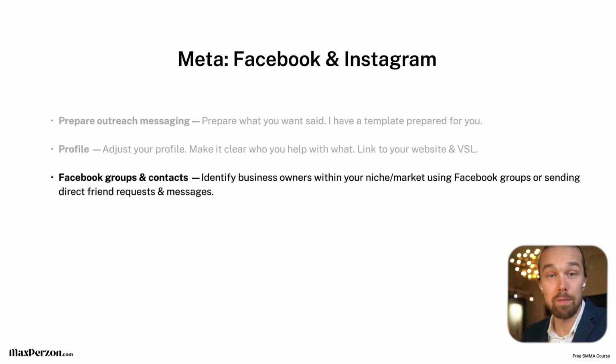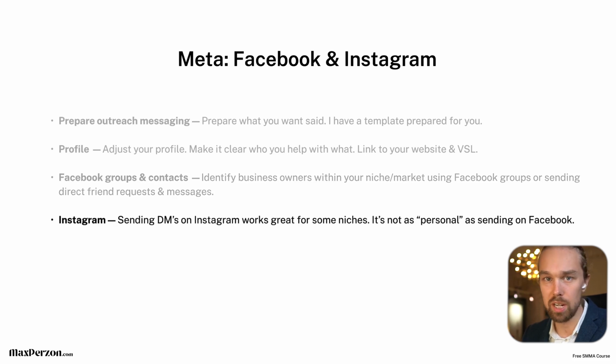Then, if you want to use Facebook, let's say, you can utilize Facebook groups and contacts. So identify business owners within your niche market using Facebook groups or sending direct friend requests and messages to those people. Utilizing Facebook groups can be a great place to identify prospects within your niche. And either you can just connect with them on Facebook and send them a direct message there, or you can find them on Instagram as well and send them a direct message there instead. And again, I'm going to show you some examples of this here in just a second.